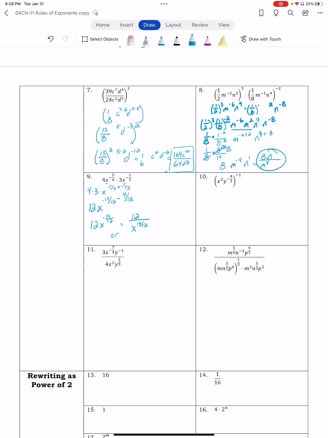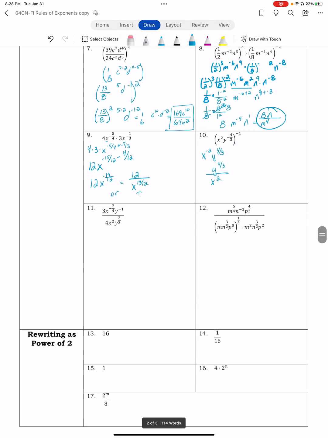So first thing, I distribute my exponents. This is going to be x to the negative 2, y to the positive 4/3. This one's very simple. So I'm just going to send my x to the denominator. So it's going to be y to the 4/3 over x squared. This is not going to be that proper because this is a root, but I'm just looking for your basic answer. So there are a few things that I will accept.